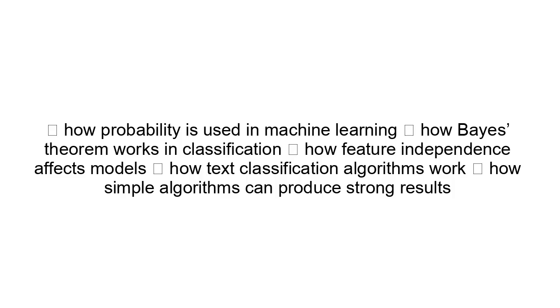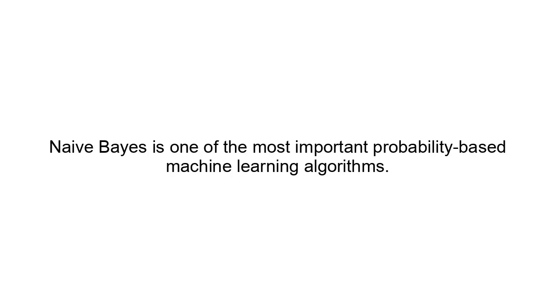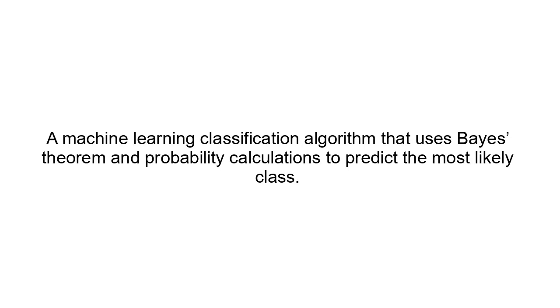Concepts learned from naive Bayes. Understanding naive Bayes helps learners understand how probability is used in machine learning, how Bayes' theorem works in classification, how feature independence affects models, how text classification algorithms work, and how simple algorithms can produce strong results. Naive Bayes is one of the most important probability-based machine learning algorithms.